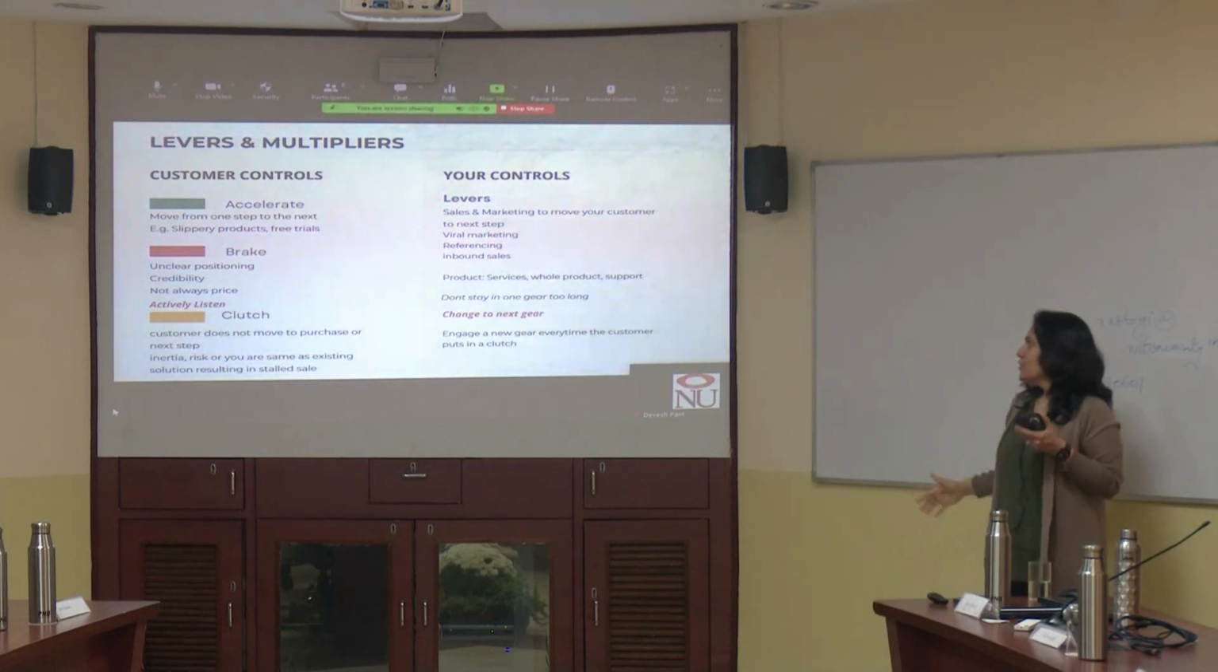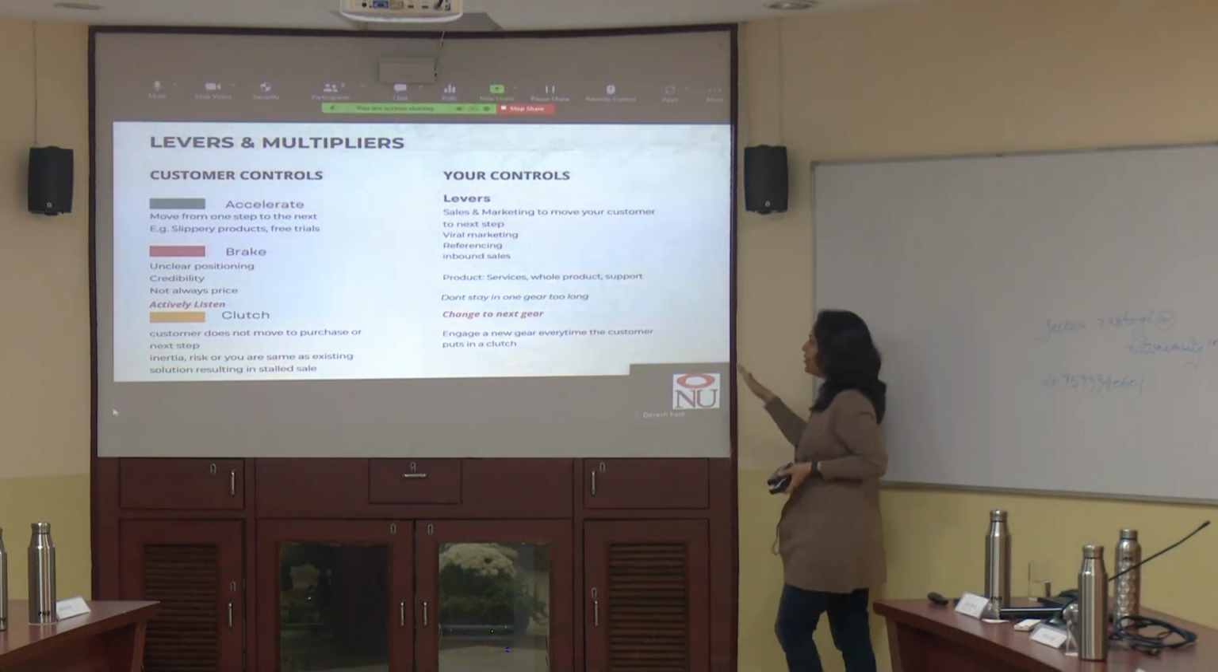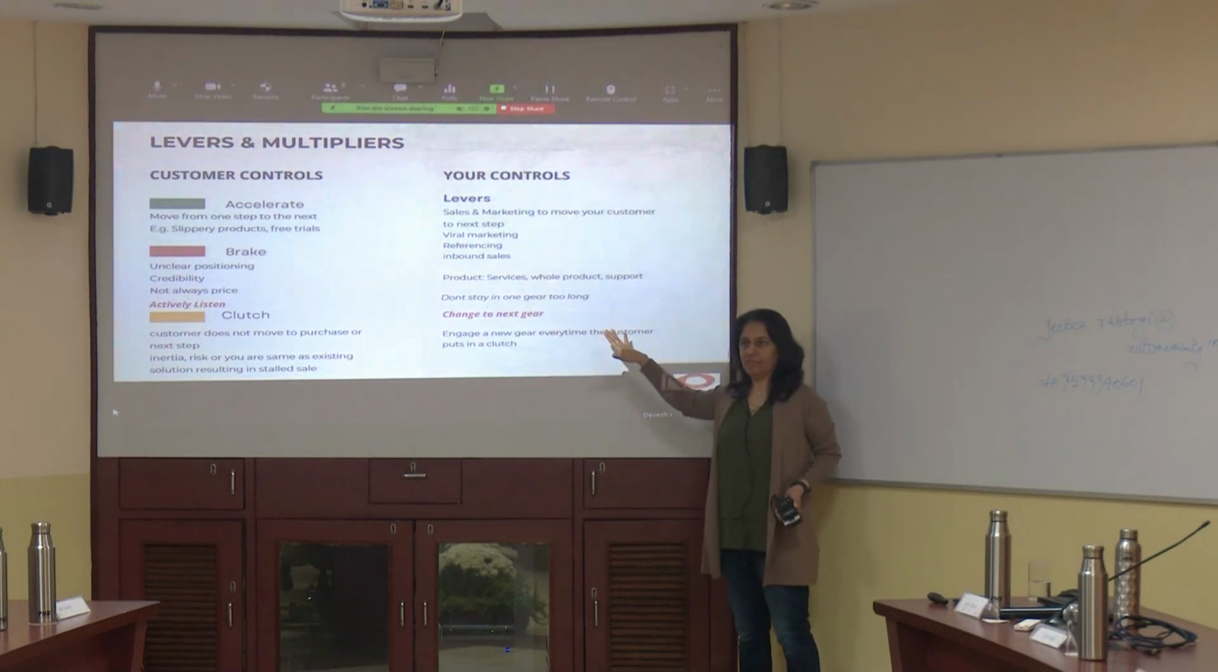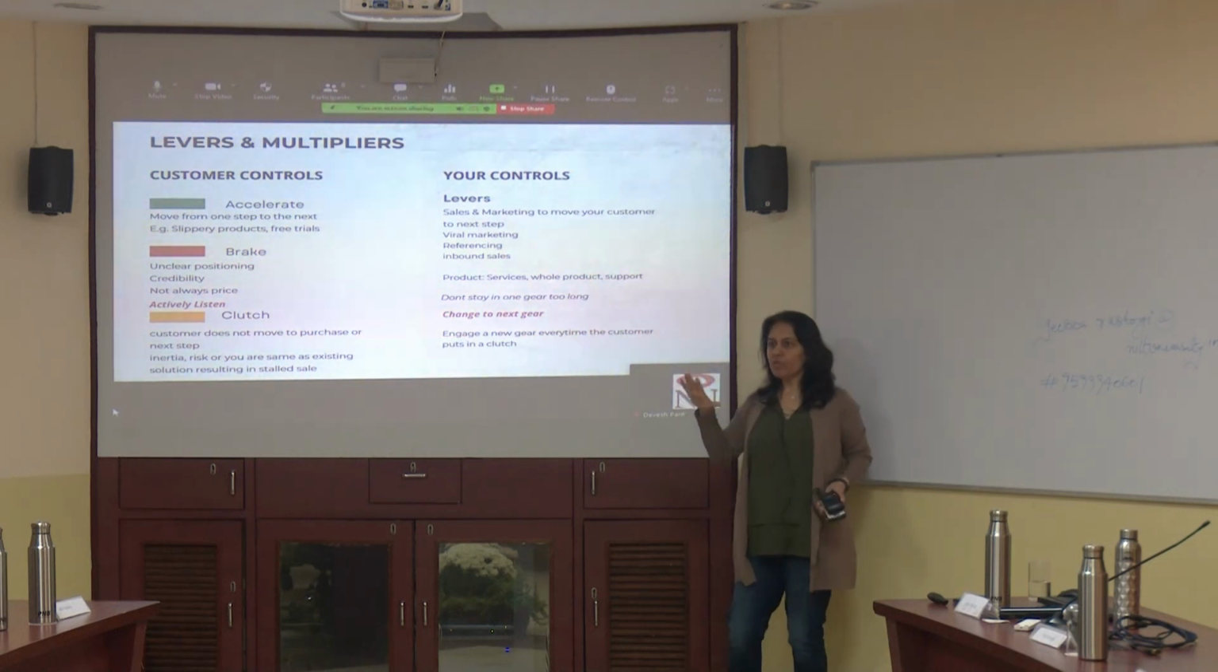The clutch is the consumer is undecided. It is an inertia or a risk, and you need to change the gear. So this is your opportunity to innovate, elevate your service, change your product features, find out why that consumer is in a space of indecision. So this is a cycle, as you think about it, of how you engage with your consumers.